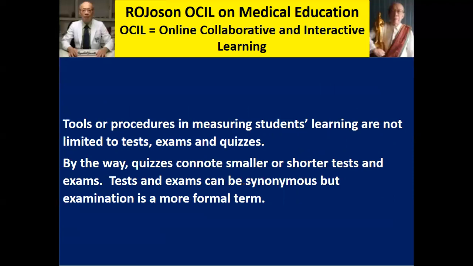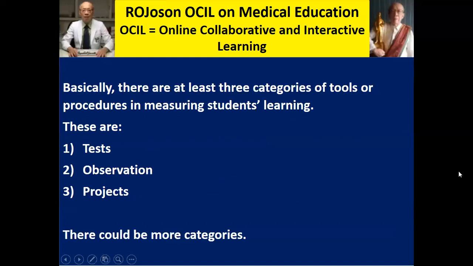Tools or procedures in measuring students' learning are not limited to tests, exams, and quizzes. By the way, quizzes connote smaller or shorter tests and exams, and tests and exams can be synonymous, but examination is a more formal term. Basically, there are at least three categories of tools or procedures in measuring students' learning. These are test, observation, and projects. There could be more.